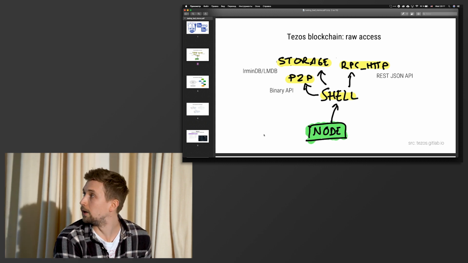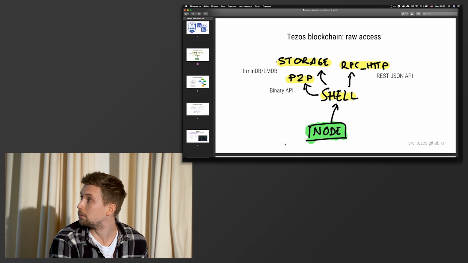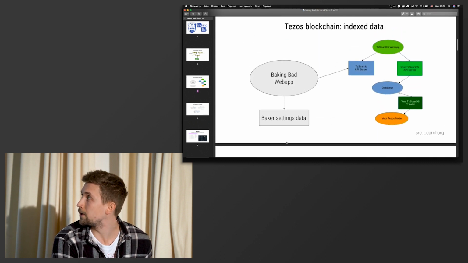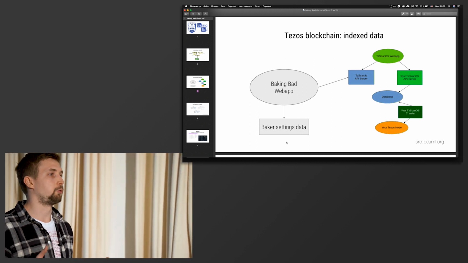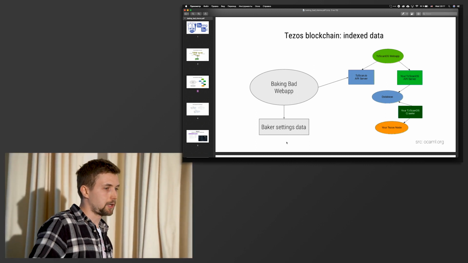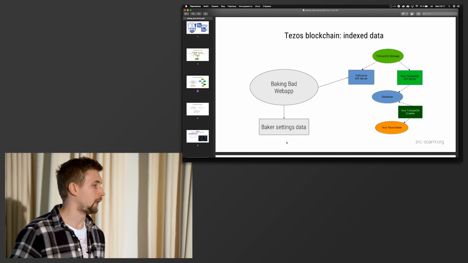Here come blockchain explorers to rescue us, right? So they play a very important role in blockchain data accessibility. They're like windows.